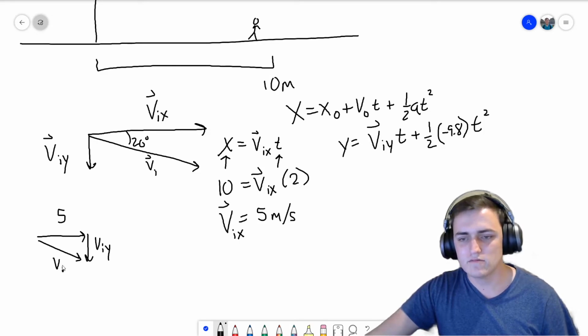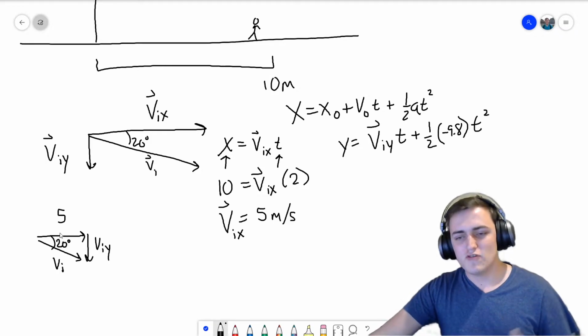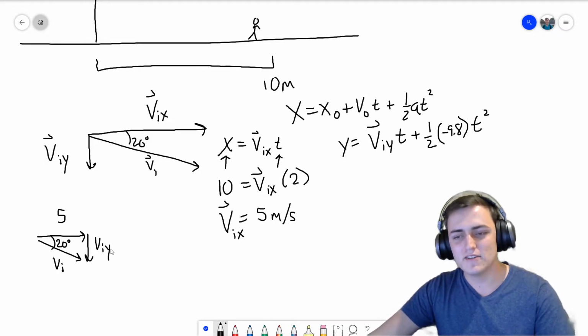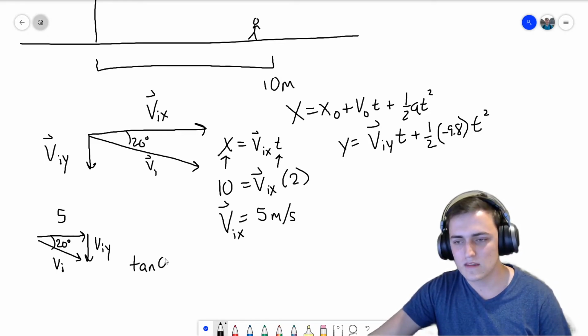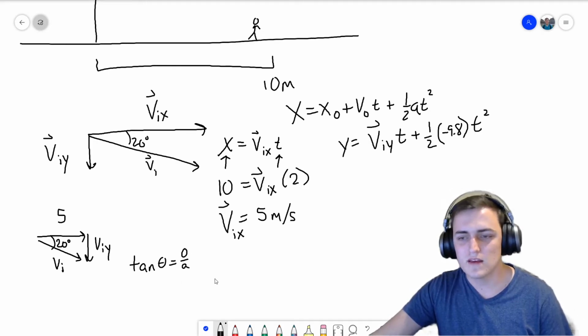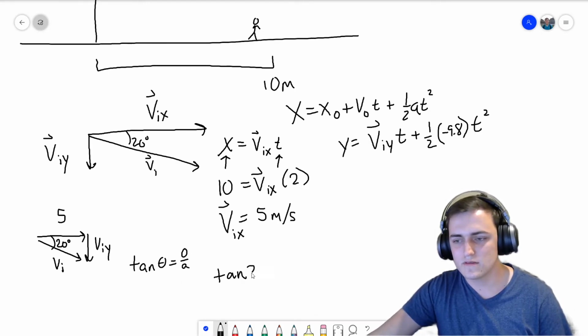We have Vi, another unknown. We have 20 degrees. And if you remember, we have 2 data points. We can actually find Viy here using tangent theta equals opposite over adjacent from SOHCAHTOA. And so we see that tangent 20 equals, well, our opposite is Viy divided by our adjacent of 5. And so we found that our V initial in the y direction is 5 times tangent 20.